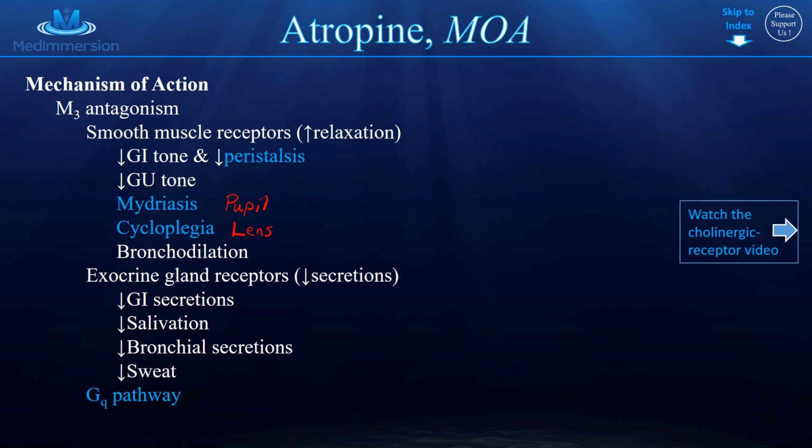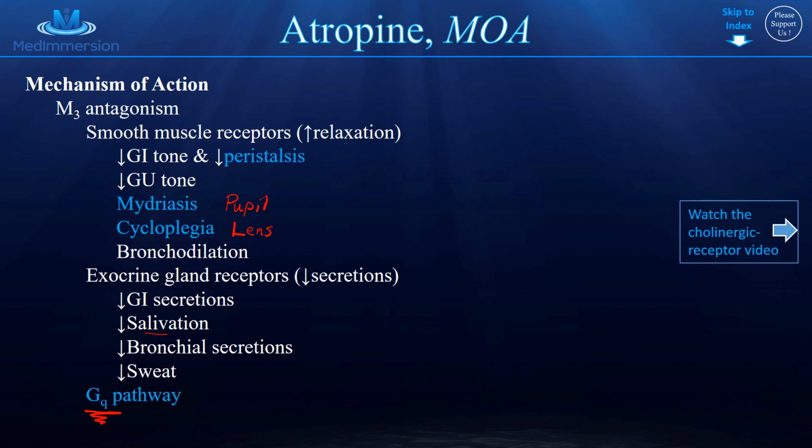Here's a big one, decrease in salivation. This is important. It's actually one of the uses of atropine. Sometimes surgeons use this on purpose to decrease salivation when they're working in the throat or the mouth, or they just want to decrease the amount of liquid in your mouth, okay? We can decrease bronchial secretions and also decrease sweat, which will come into one of the side effects in a minute. The M3 receptors work on the Gq pathway. High yield, remember that, don't forget it, okay?